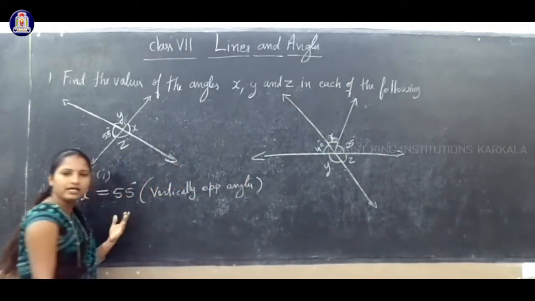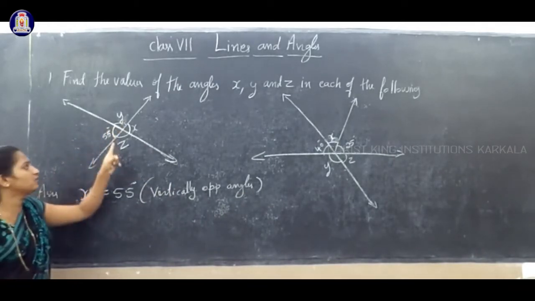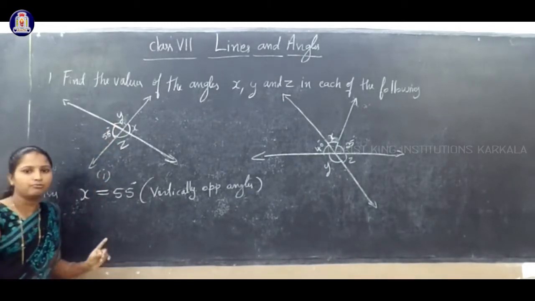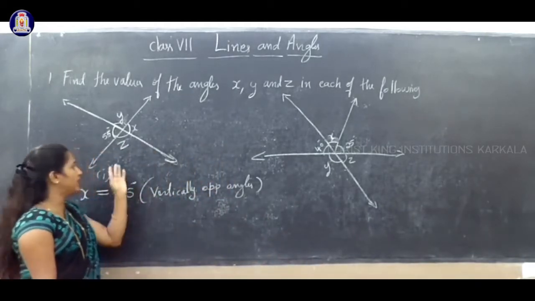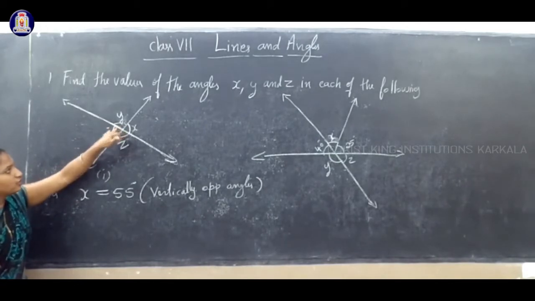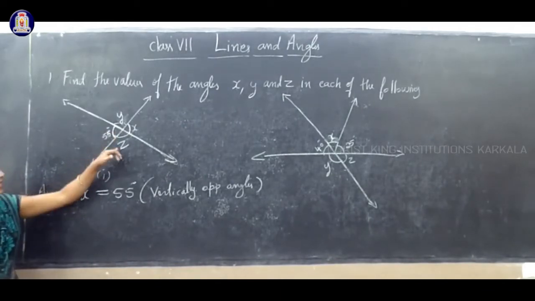Vertically opposite angles are always equal. Now can we say that angle y is equal to angle z? Yes, we can say angle y is equal to angle z. But do you know what angle y and angle z are? We don't know both the angles, isn't it? If you know one angle, you can say these angles are equal, as they are vertically opposite. But here y and z are not given.